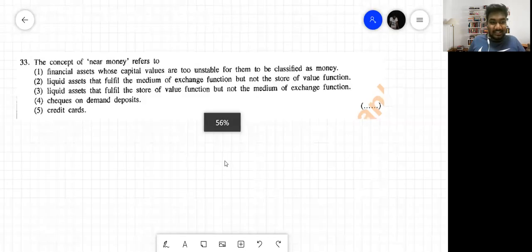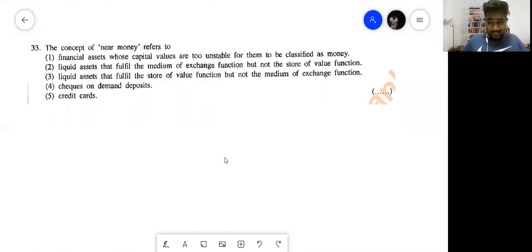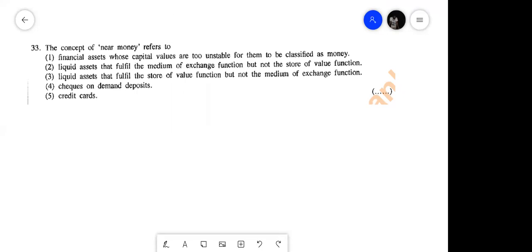Again, a very easy one. The concept of near money refers to what? Financial assets whose capital values are too unstable for them to be classified as money. Liquid assets that fulfill the medium of exchange function, but not the store of value function. Liquid assets that fulfill the store of value function, but not the medium of exchange function. Checks on demand deposits. Credit cards. Easy one, guys, just the definition that they asked. What is the answer? Can I have an answer from everyone ideally? 1, 2, 3, 4, 5. Too lazy. Start typing.